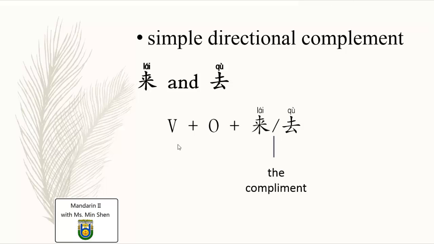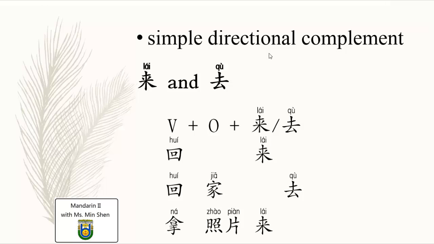So the pattern of it, you can look at the pattern here. Still, it's a verb, and after the verb, you could use an object or not. And after the whole predicate, or after the verb, you can use either 来 or 去. And this 来 or 去, they are the complement to tell the direction. We look at some examples together.